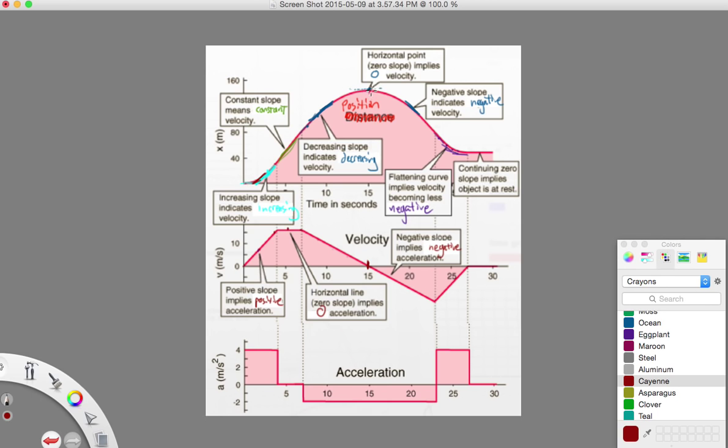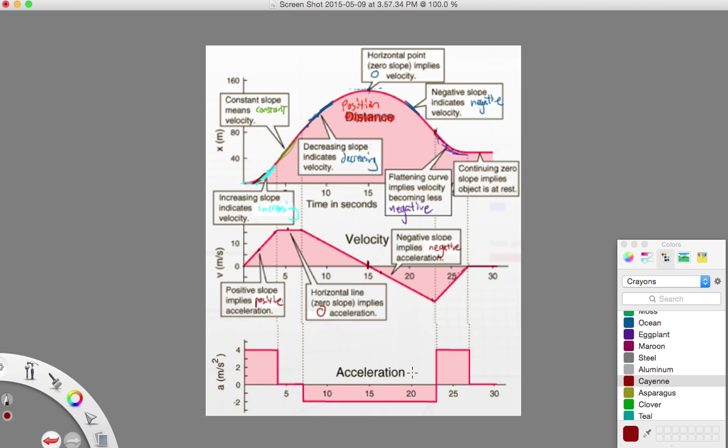And then when the slope becomes negative, this velocity versus time graph should show that it's negative, and it is. At this point right here, this is a great point, because the flattening curve implies becoming less and less negative. So this slope is becoming less and less of a negative number, and when it's flat, this should be flat as well.